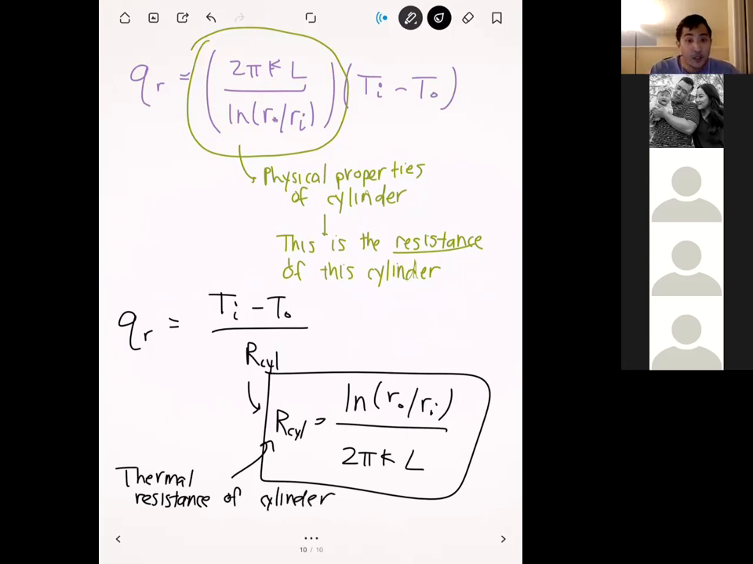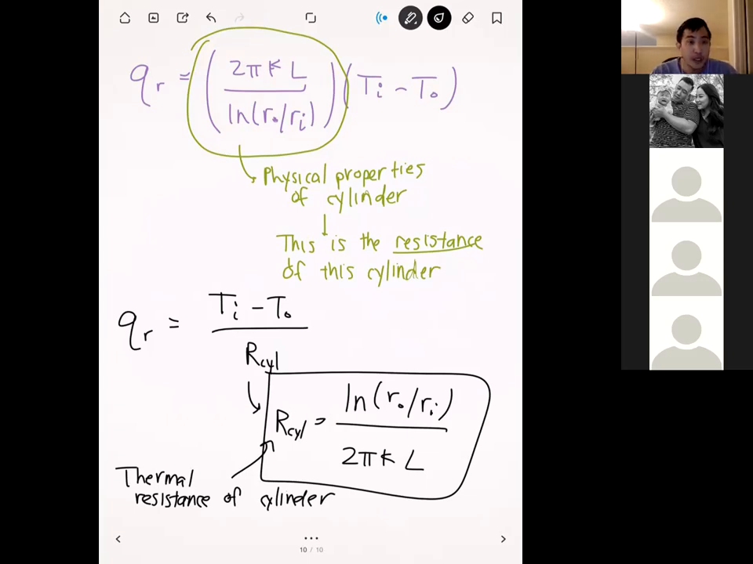And so now that's one more thermal resistance formula to add to your repertoire. Before this, we had 2 thermal resistances. We had the thermal resistance of a planar chunk, and we also have the thermal resistance for convection. And now we have the thermal resistance for a cylinder.